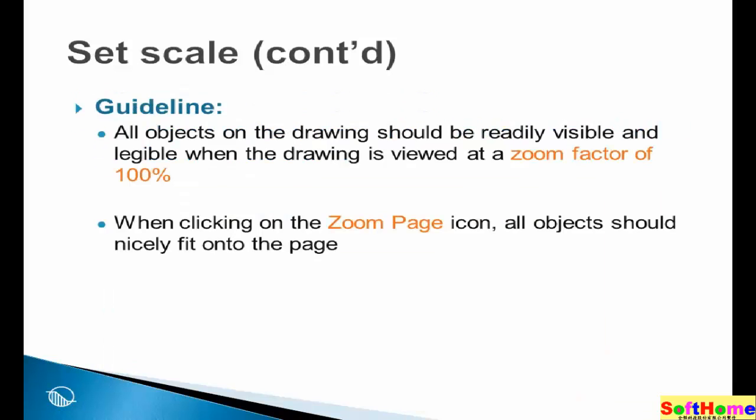The guideline is that all objects on the drawing should be readily visible and legible when the drawing is viewed at a zoom factor of 100%. Stated another way, we should try and select a scale such that all the objects on the drawing are readily visible and legible when the drawing is viewed at 100%. So when we click on the zoom page icon, all of the objects should nicely fit onto the page. That is the intended objective.